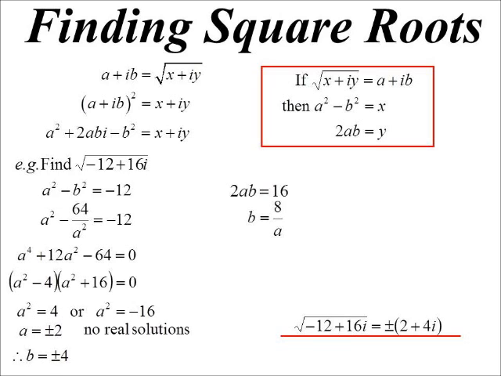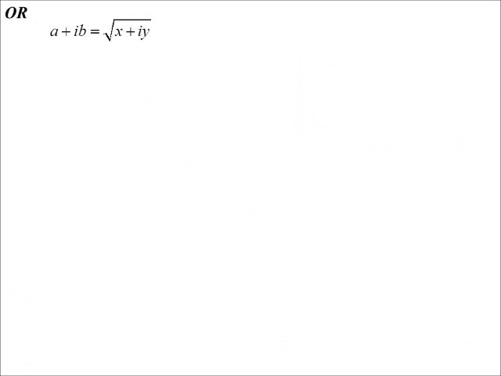Some people actually define it, and I think in one of the textbooks we've got there, they actually define the positive square root to be where the real part is positive. And so they give their answers that way. I always put plus or minus down. So a plus ib, square root of x plus iy.